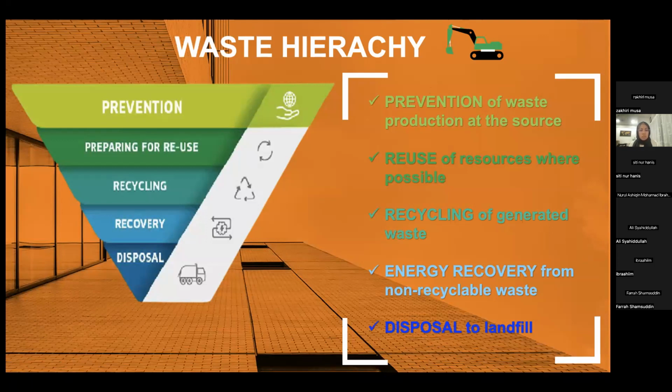Okay, the first one, prevention. It's using less material in design and manufacture.